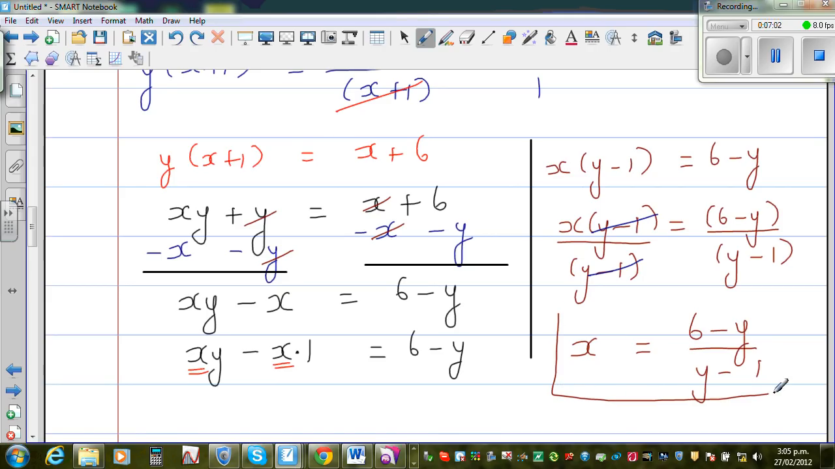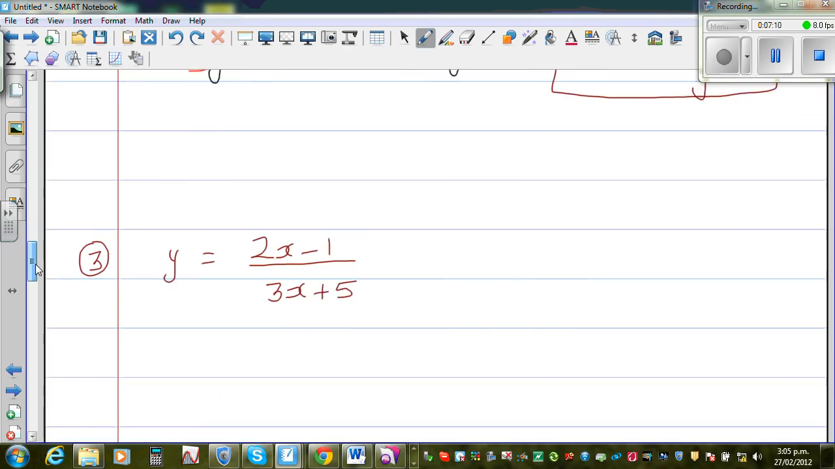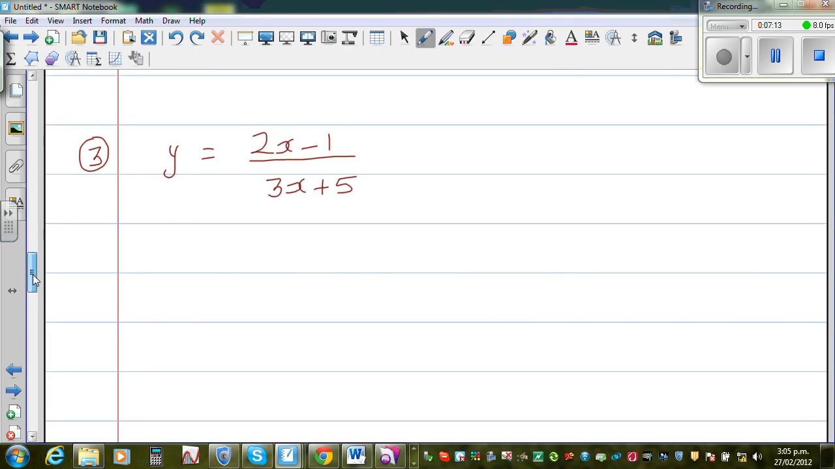You have to go through all these steps. I've done more steps. You can delete some of the steps if you are smart enough. So this is your final answer. Okay, so I want you to pause this if you would like to do this yourself. I'm going to do it much faster here.